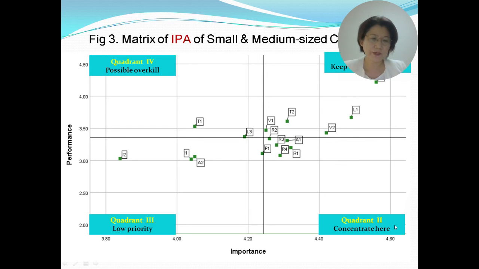According to figure 3, there are 5 items in quadrant 1, which is a strength item. And quadrant 2 is 5 items, P1, R3, R4, A1, R1. And also, the low priority area, quadrant 3, has 4 items. And quadrant 4, possible overkill area, was 2 items.